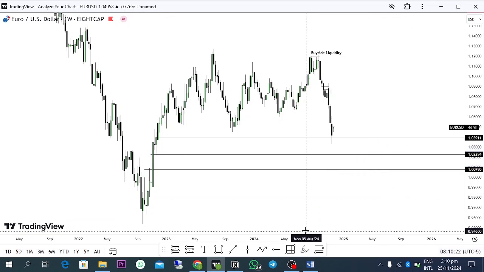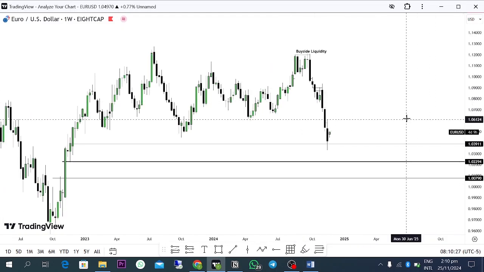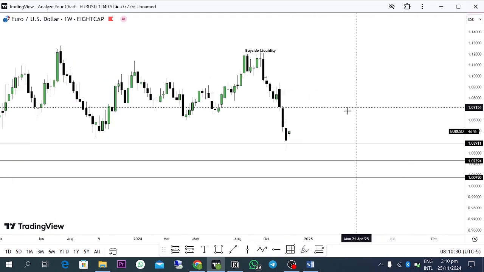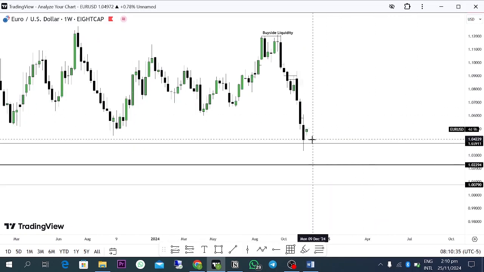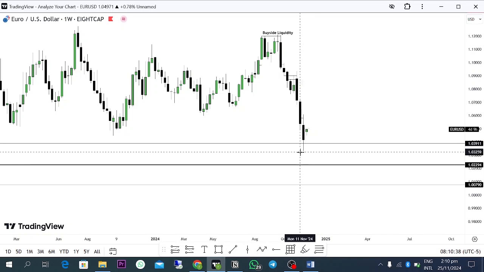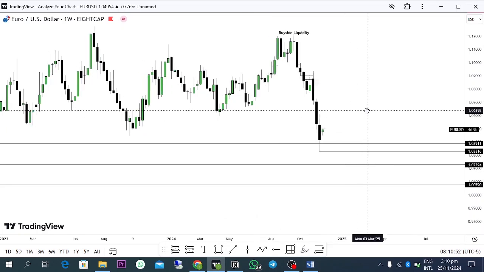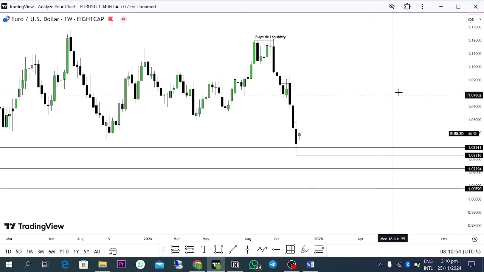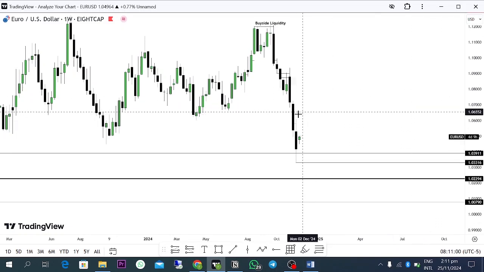EURUSD weekly chart. The previous week low can also be an objective for the short term for this week. We can see price trade towards or below the previous week low. This can also be a draw on liquidity for the short term for this week, which is the 1.03316 price level. How does price trade towards this point?